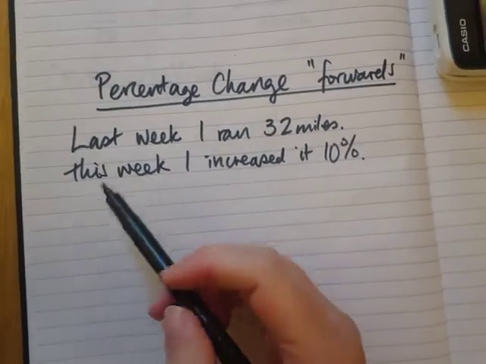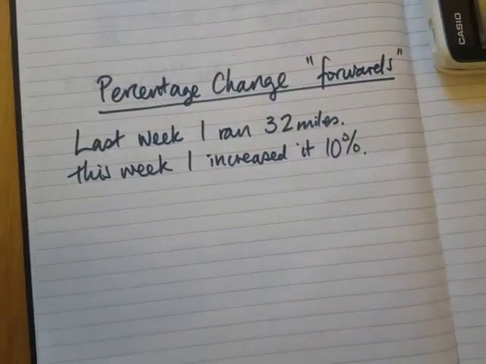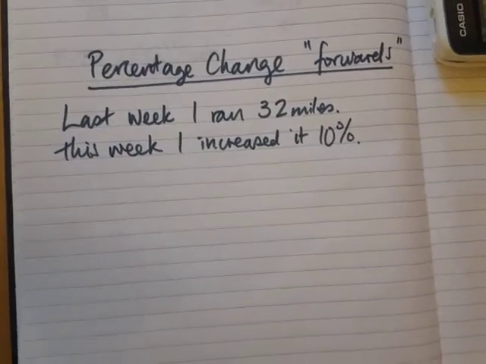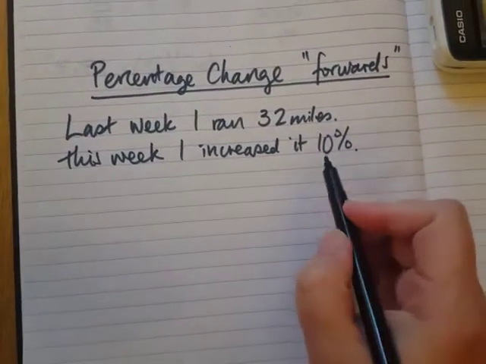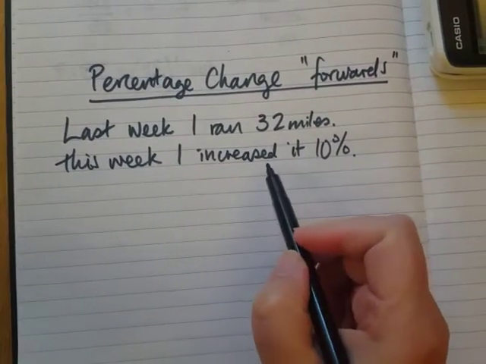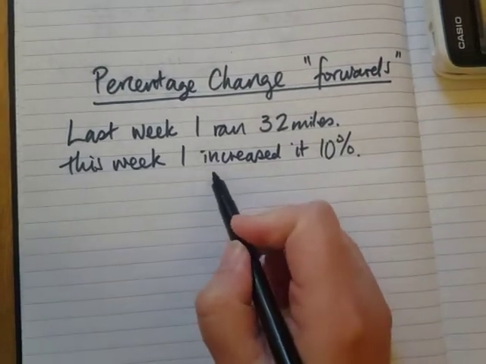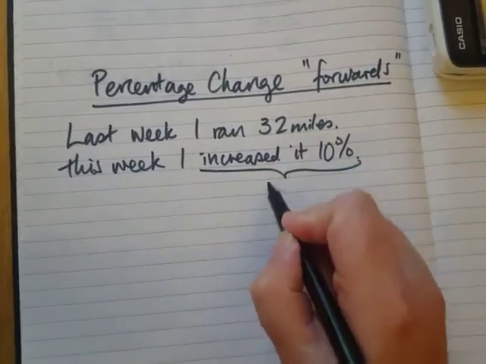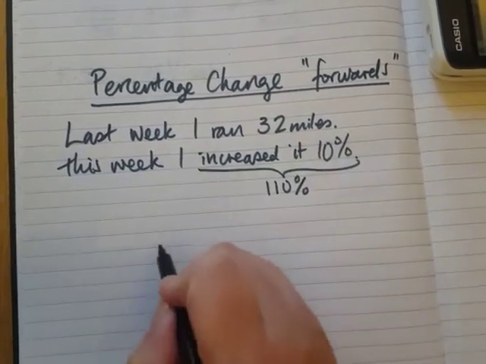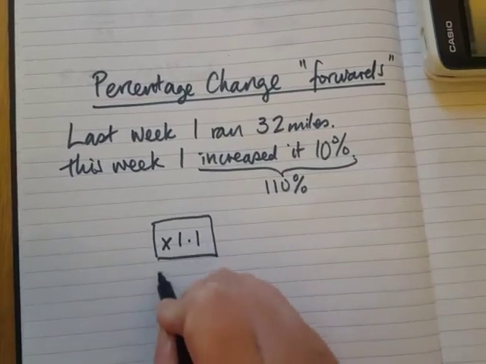Here's an example. Last week I ran 32 miles. This week I increased it by 10%. How many miles am I going to run this week? So you would find out the multiplier. It's an increase, which means you take 100% plus 10, that makes it 110%. And the multiplier for that would be 1.1. So that's the multiplier.